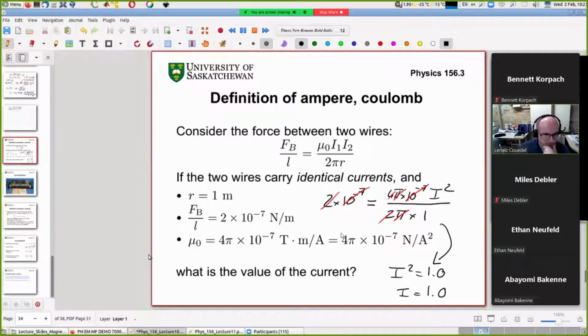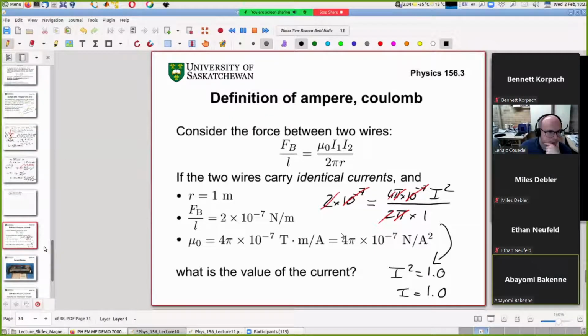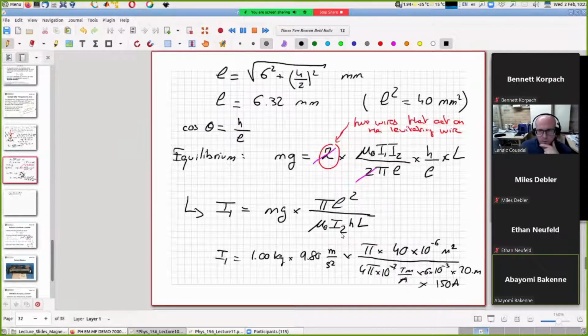All right, thanks. Sir, if you go back to the example. Yeah. I was wondering why you use 40 millimeters and not convert that to meters. Oh, I converted it, like 40, 10 to the minus 6. Okay.